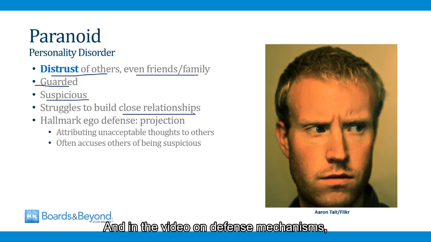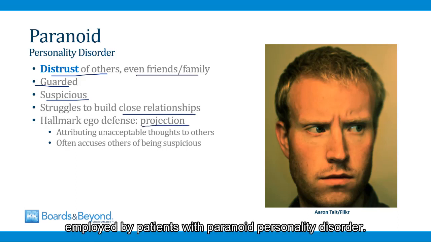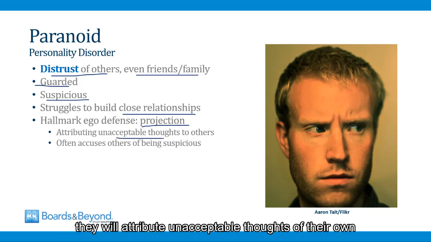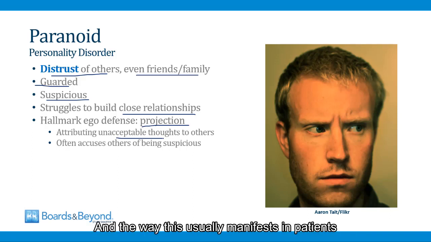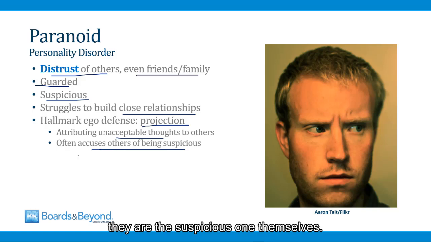And in the video on defense mechanisms, I talk about projection, and that is a classic ego defense employed by patients with paranoid personality disorder. So when a patient is projecting, they will attribute unacceptable thoughts of their own to others. And the way this usually manifests in patients with paranoid personality disorder is they often accuse others of being suspicious, even though in reality they are the suspicious one themselves.